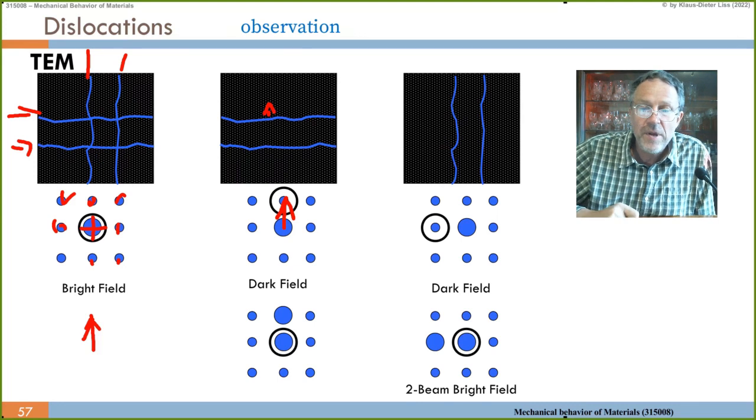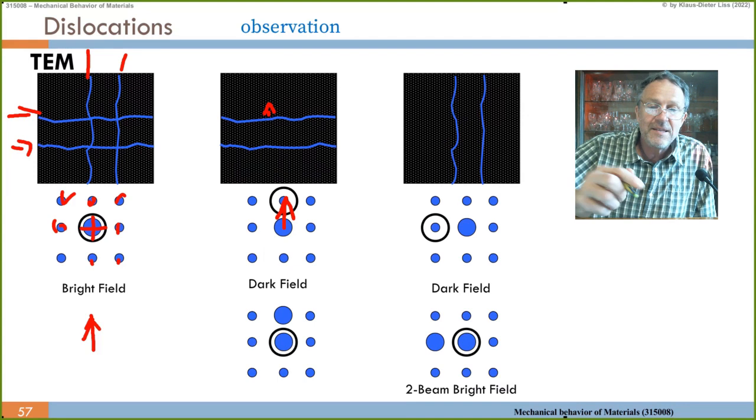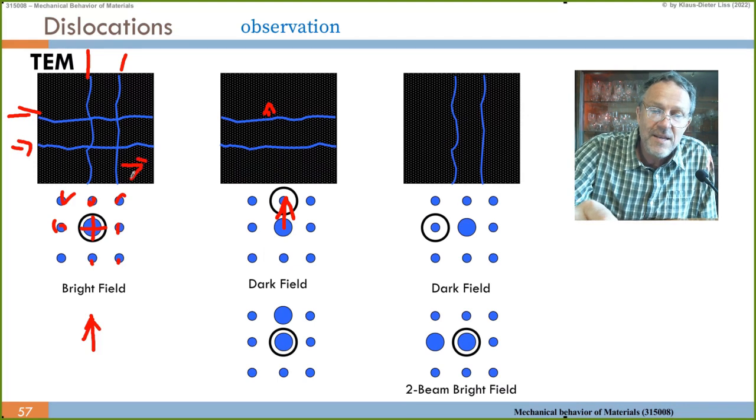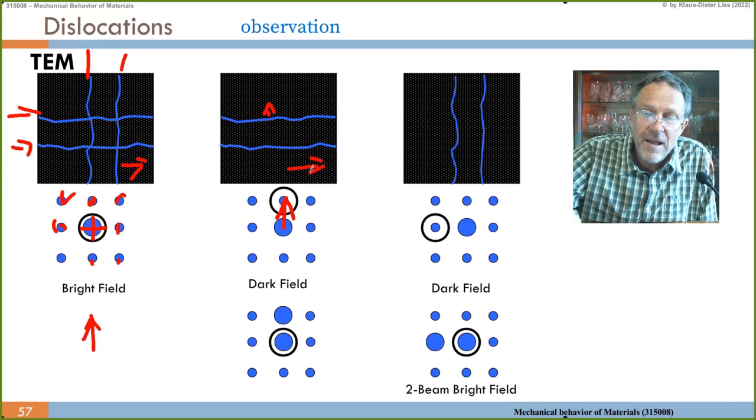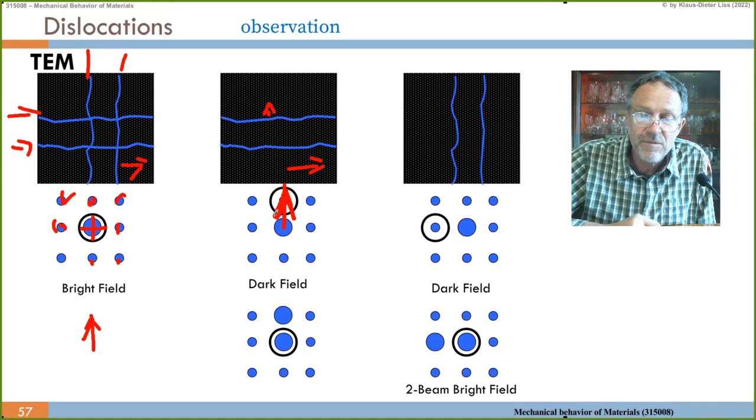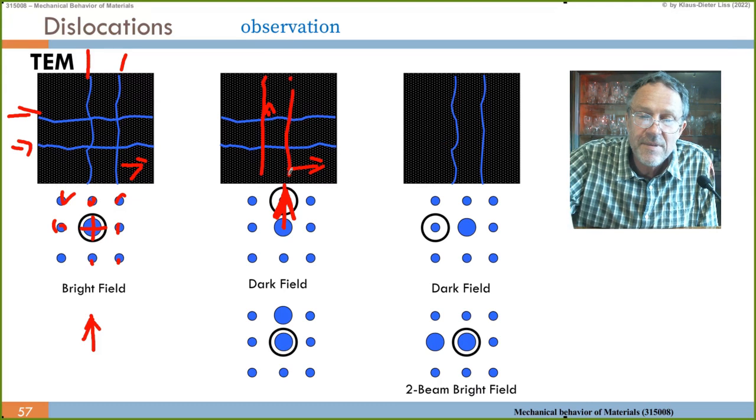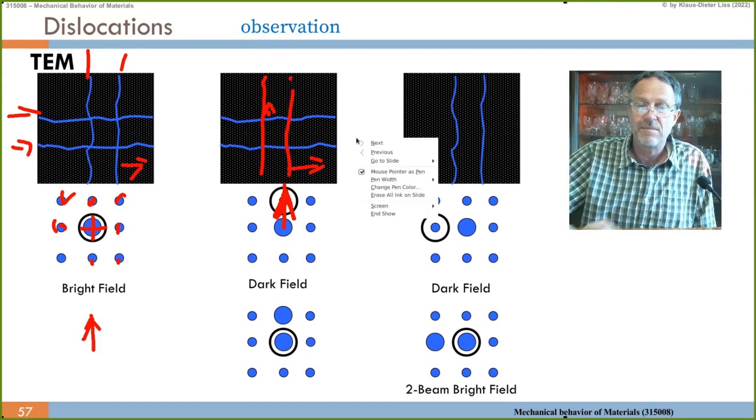Then we get contrast for those dislocations, but the other dislocations here would have the Burgers vector B horizontal, so B horizontal dot this scattering vector vertical up becomes 0, and that's why we don't see the other dislocation lines.